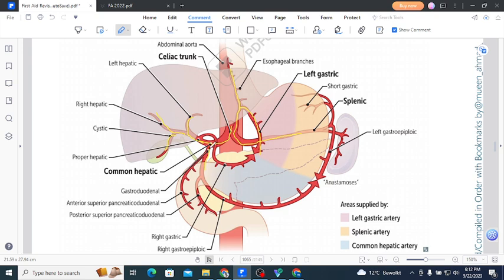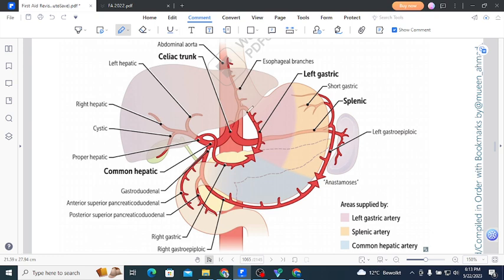The gastroduodenal artery, this one, will split into the anterior superior pancreaticoduodenal artery, and this artery is also going to give rise to the right gastroepiploic artery and the posterior superior pancreaticoduodenal artery.